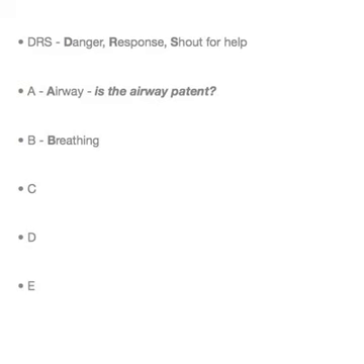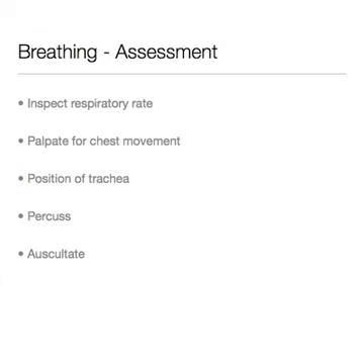So now, moving on to breathing. Once again, we can break breathing down into assessment and management. In assessment, we need to look at a number of different things. Firstly, you're looking at the respiratory rate, and this is possibly the single most useful marker of critical illness. Next, you want to check bilateral chest movement, position of the trachea, percuss the chest, and auscultate.